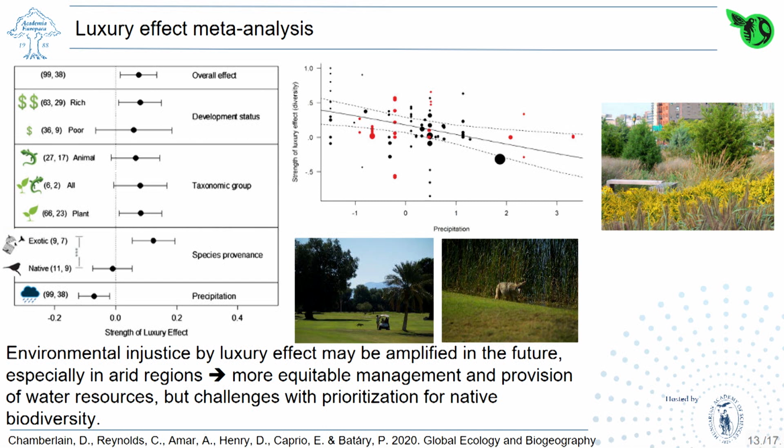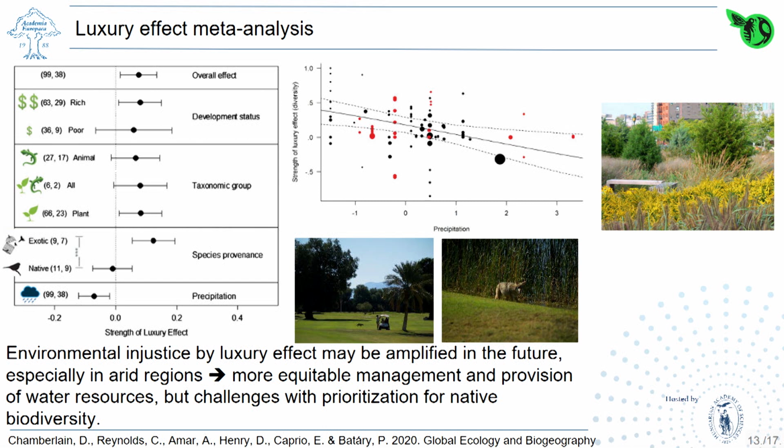We didn't find a difference between rich and poor countries, although for rich countries the luxury effect was significant, for poor countries not. And when you consider the taxonomic group, this effect was only significant for plants, which is the most studied group in urban ecology, by the way. But we found a very strong difference between the origin of the species, whether they are exotic or native. The luxury effect was true for exotic species. It means that in richer areas we have many ornamental and also many exotic, non-native, especially plant species.